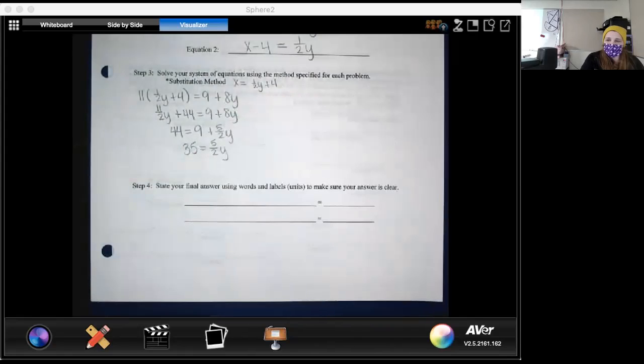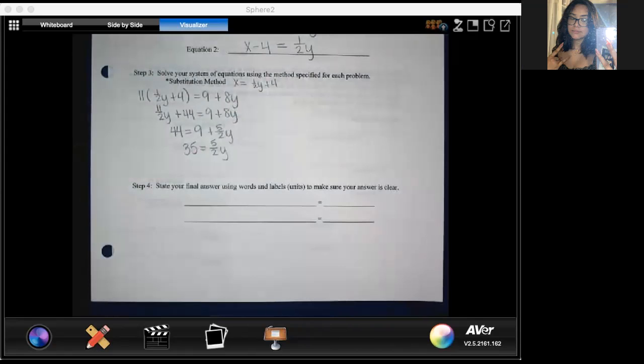Okay, when we have a fraction with a variable, what do we do to get it to the other side? We can divide, but typically we multiply by the reciprocal.